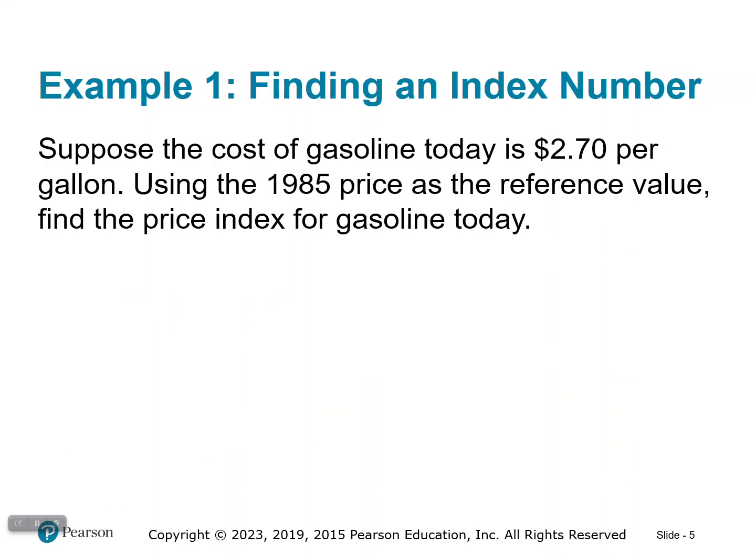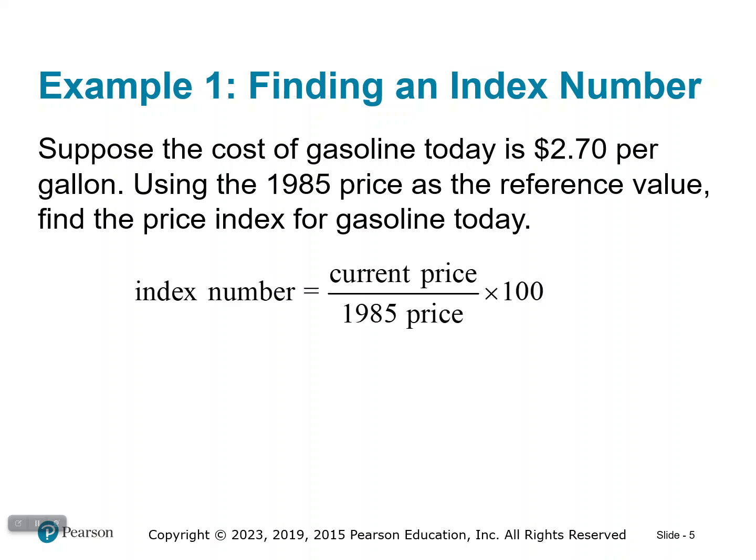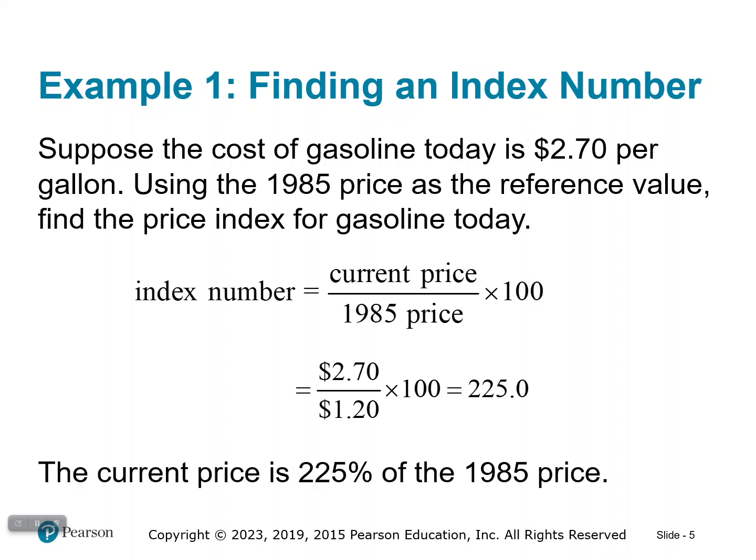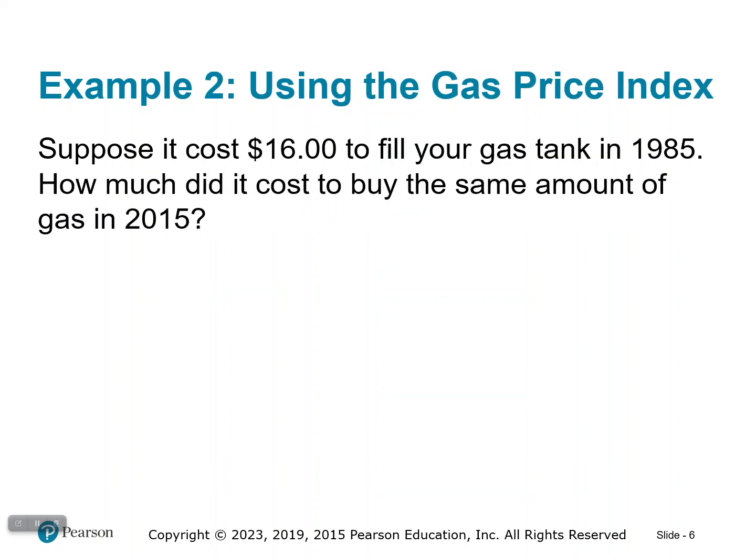All right, so always to a reference. Suppose the cost of gasoline today is $2.70 per gallon. Use the 1985 price as the reference value and find the price index for gasoline today. And we just saw that 1985 price was $1.20 per gallon. We'll take 2.70 divided by 1.20 multiplied by 100 and we'll get 225. The current price is 225% of the 1985 price. The gas index in 1985 dollars per gallon is 225. All right, that's how we would phrase it.